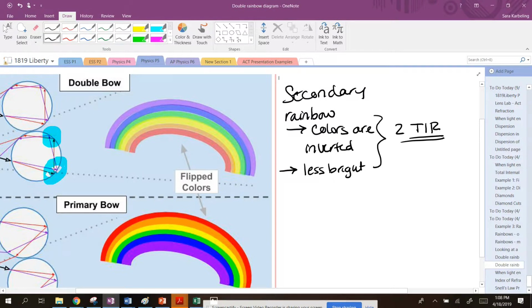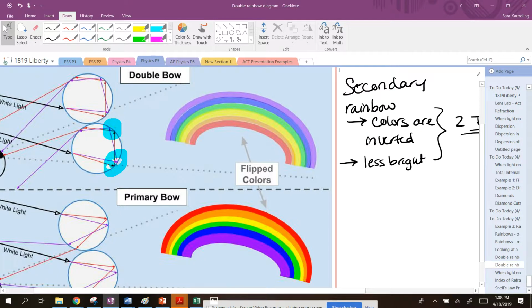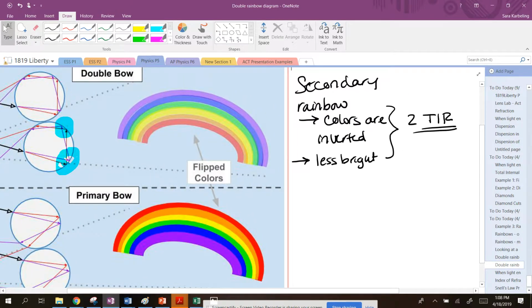What are the three optical phenomena that make a rainbow? The three things that happen as the light comes in and goes out. What is it? Dispersion, refraction. Okay. Make sure you know those three. Total internal reflection. Yep. Okay.